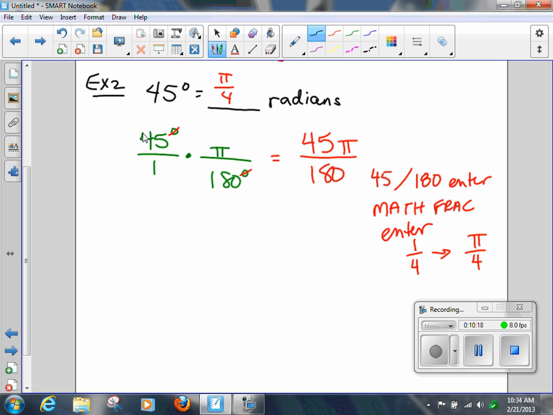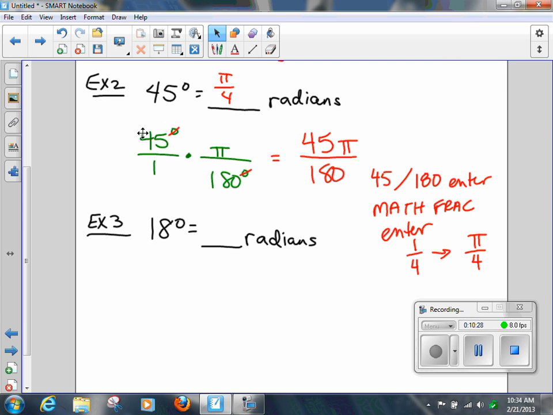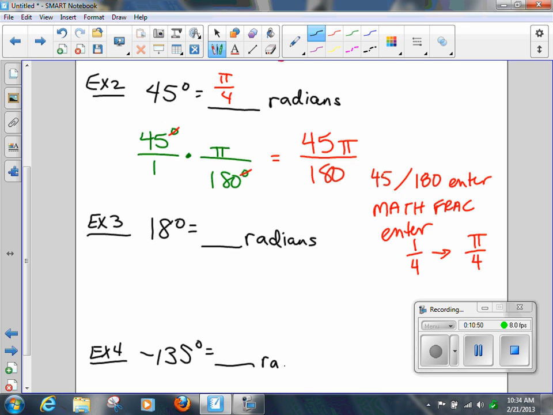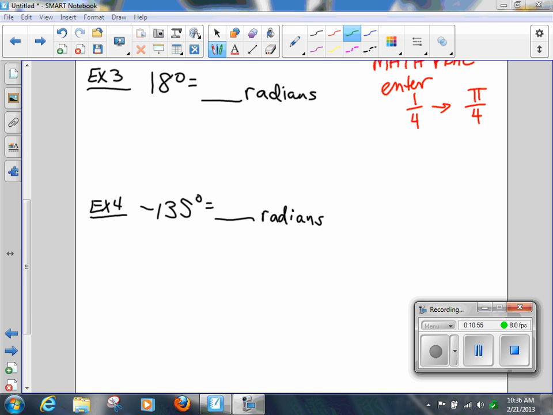How about this one? Because they're not always this easy. Convert 18 degrees into radians. And when you get done with that, do this one. It's at the very bottom. Negative 135 degrees. Don't let me bite you on that one. Do both of those. All right, everybody ready?